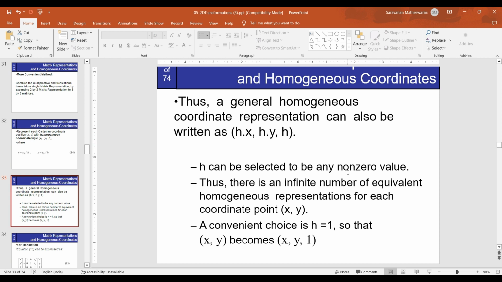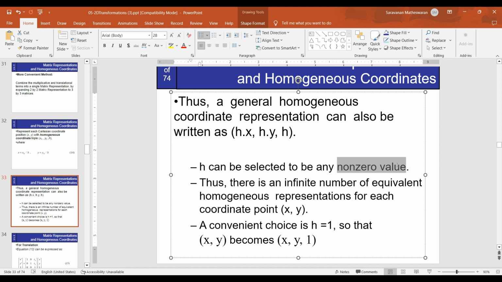Okay. So there is always h, which can be a non-zero value. That's having the infinite number equal to the homogeneous number. Always the convenient choice is to take the h value equal to 1. So automatically we have x, y, 1. We want to modify the xy coordinate into xy1.